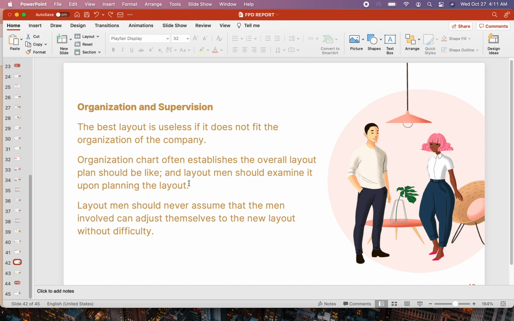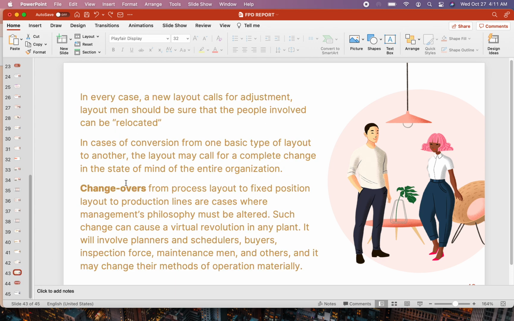So this one's very important to consider, another factor to consider when it comes to planning a layout, because not all workers can adjust so easily when it comes to adjusting to a new layout or a sudden change of layout. So you should consider what would be the best fit for an organization.